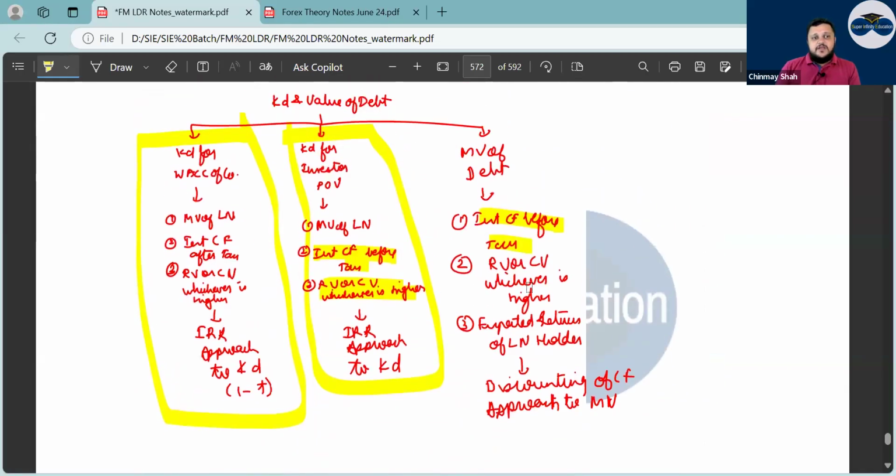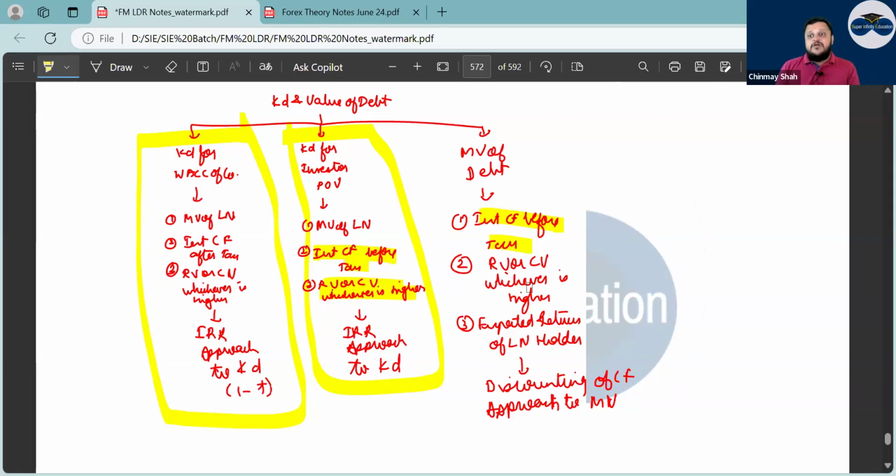Have a look here. KD for the WACC of the company. Tell me: market value of loan note, interest cash flow after tax, redemption value or convertible value, whichever is higher. Use the IRR approach to get KD, times 1 minus tax rate. That is WACC. Now KD from the investor's point of view: market value of loan, interest cash flow before tax, RV or CV, whichever is higher, IRR approach to KD.